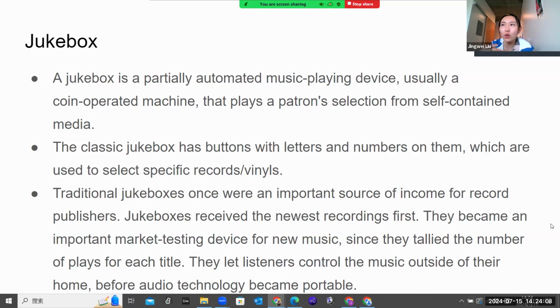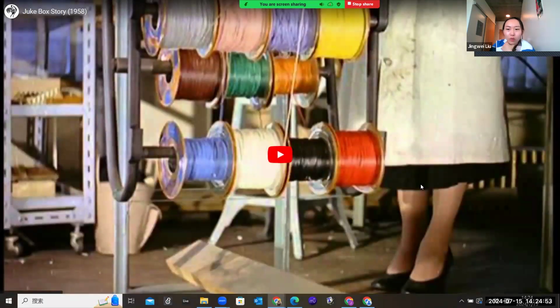And also, if you don't have money or resources to buy your own device to play the records, then the jukebox is something convenient. Just go there and insert one coin, and then you can listen to a record of your own choice. It also gives information to the record publishers so that they know, for each of the songs and recordings, how many times they were played, so they know which song or which artist is more popular, which helps them make marketing decisions, right? So this is the history of the jukebox. It is actually pretty old. You see, this jukebox story is from 1958. Okay, so let's watch this video.